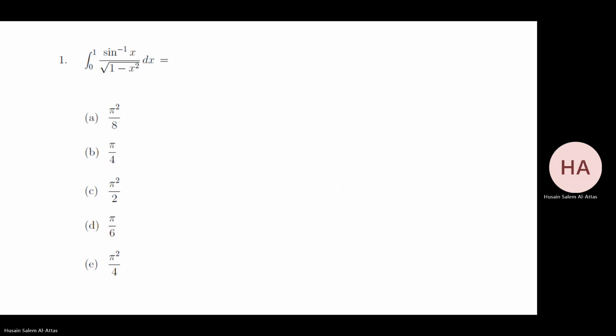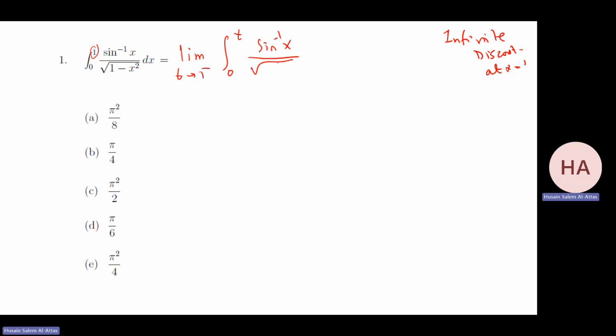This one, my problem is what? With the 1. Yeah, I have an infinite discontinuity at x equal 1. So that will be the limit as t goes to 1 from the left of the integral from 0 to t of sine inverse x over the square root of 1 minus x squared dx. Let me do the integration here. It needs some calculation.